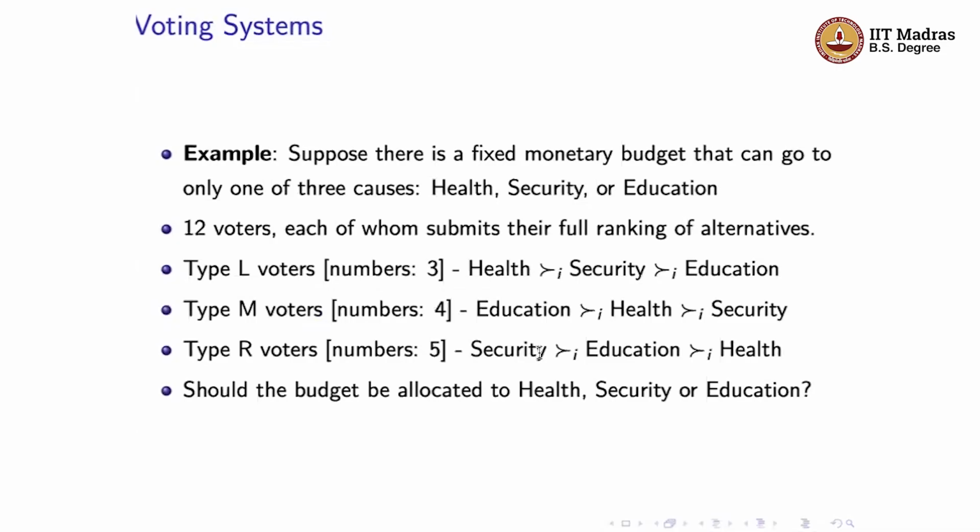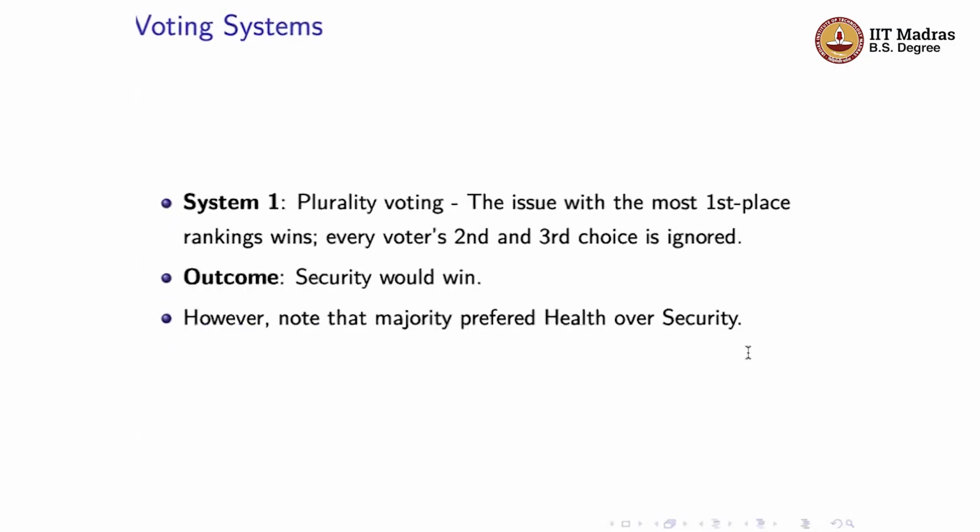Now, the problem with this method is the following. If you think about the comparison between security and, for example, health, you would notice that seven of the people would have preferred health over security, and only five would have preferred security over health. So even though the plurality voting system says that security would win, the majority of the people actually preferred health over security. However, this was not taken into account because in the plurality voting system, only the top choice of the submitted ranking actually matters.